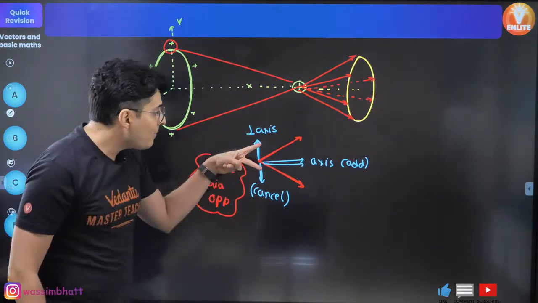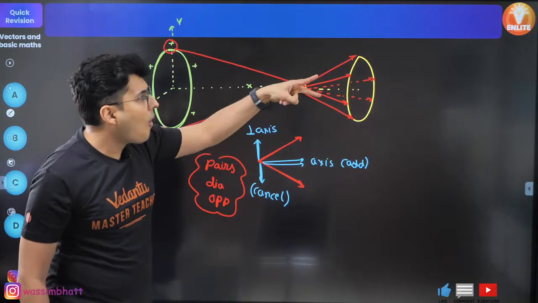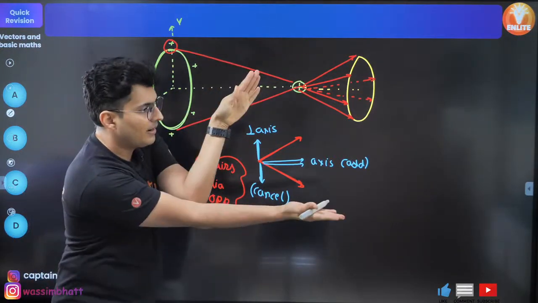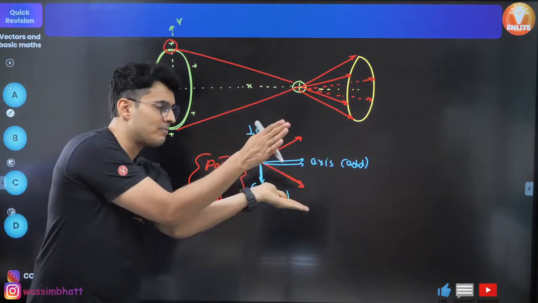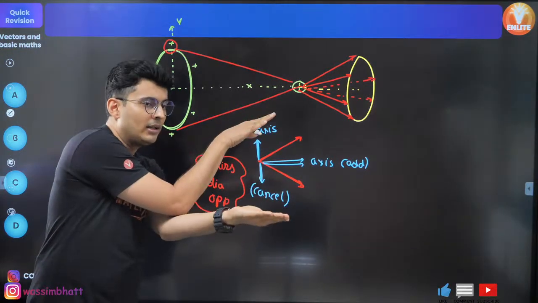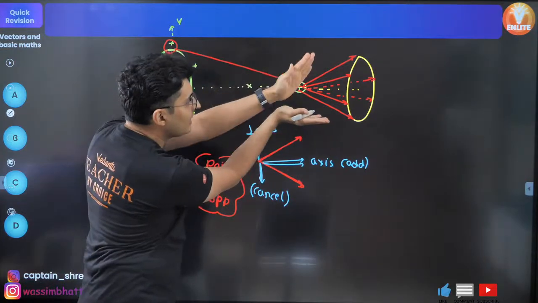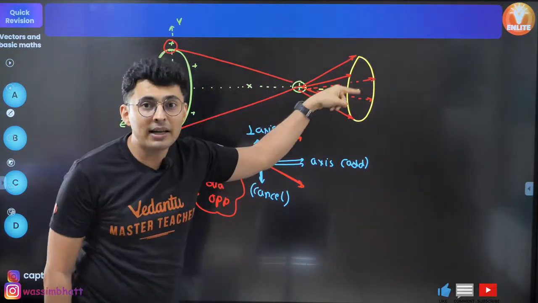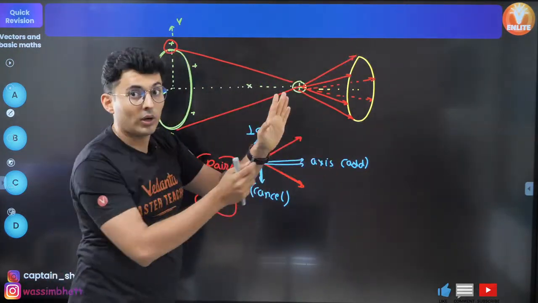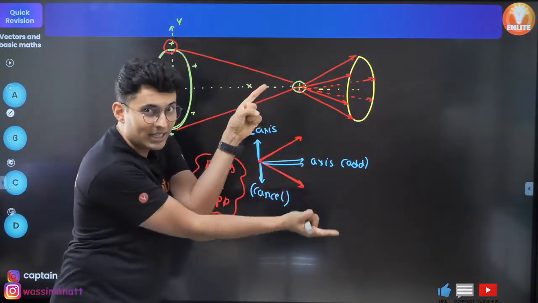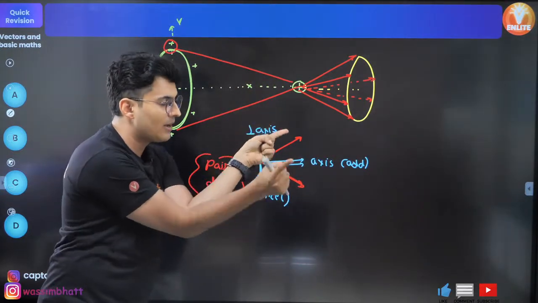Now, how many pairs will be there? So many pairs. Pairs, pairs, couples everywhere. I am a single, so sad the life is. It's like a lover's spark, isn't it? Not a couple force, but pairs. You can take pairs: a pair here, a pair here, a pair here.